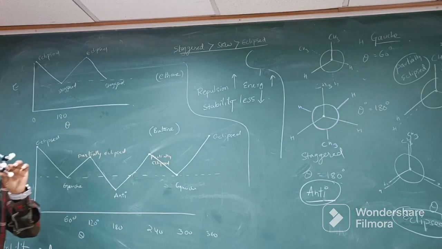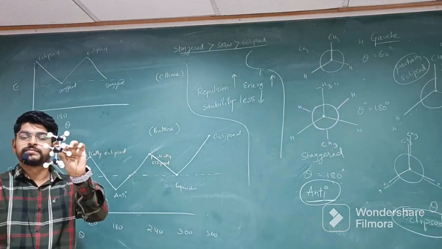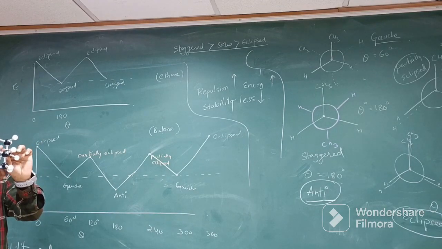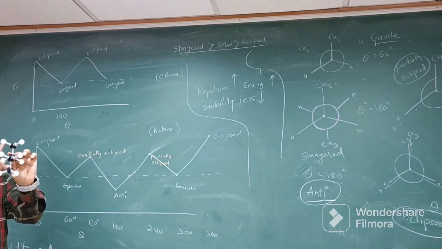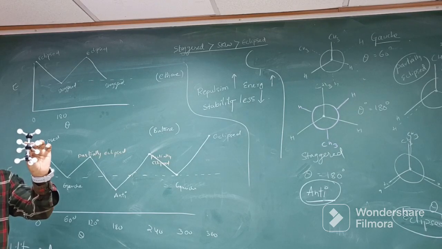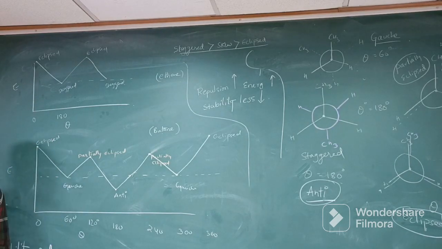That is gauche form. Next comes anti-form. In anti-form, the angle is 180. Once it is 180, there is least repulsion, as the methyl is perfectly away from the other methyl. So it is most stable. So the most stable form is anti-form. You can continue the loop.